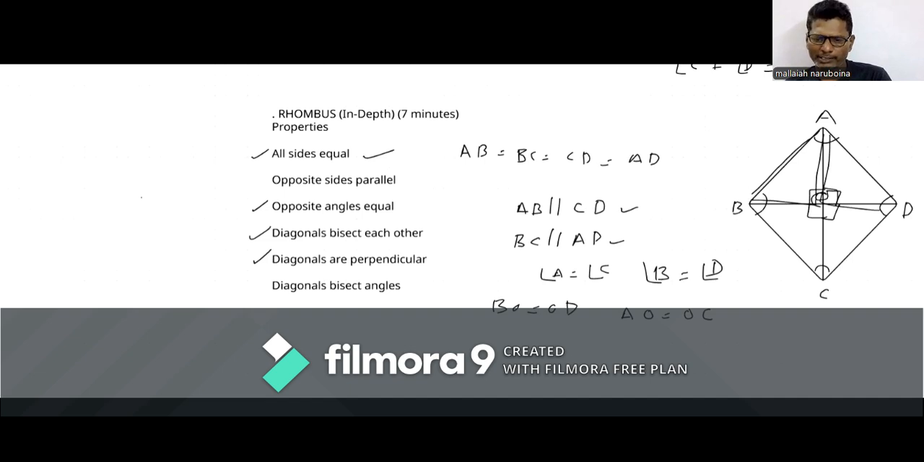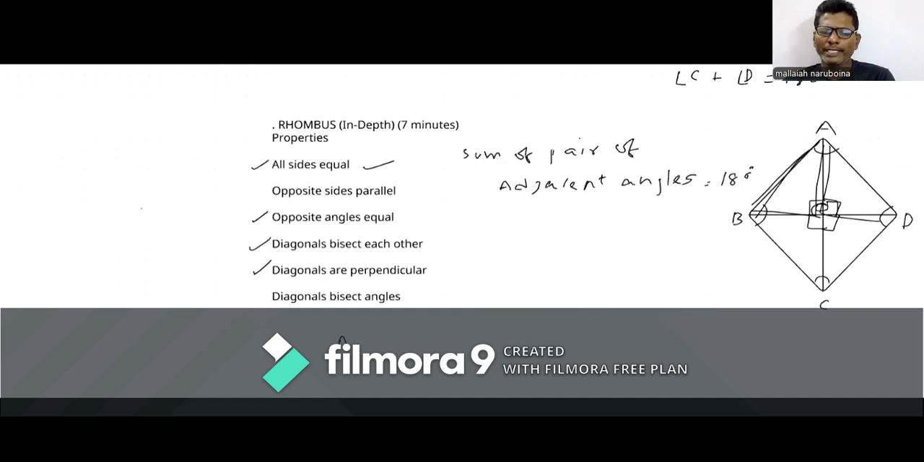One more property is sum of pair of adjacent angles is equal to 180 degrees. Here this A and B are adjacent angles. Sum of pair of interior adjacent angles is equal to 180 degrees. Angle A plus angle B is equal to 180 degrees.